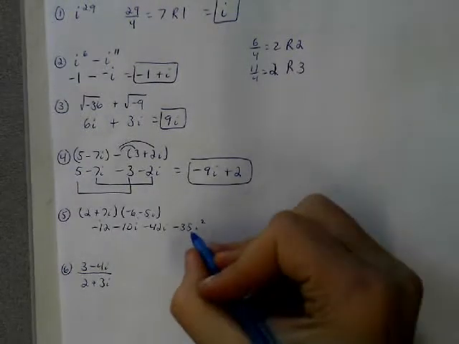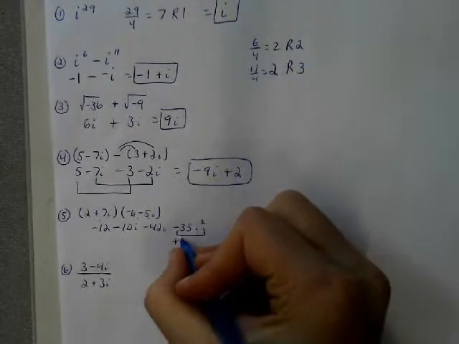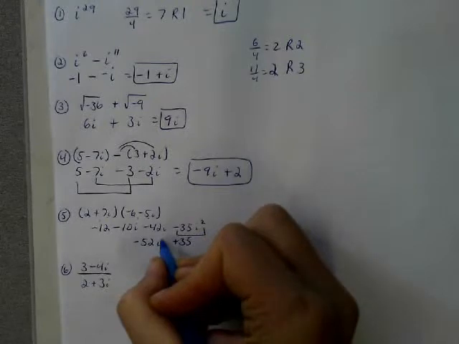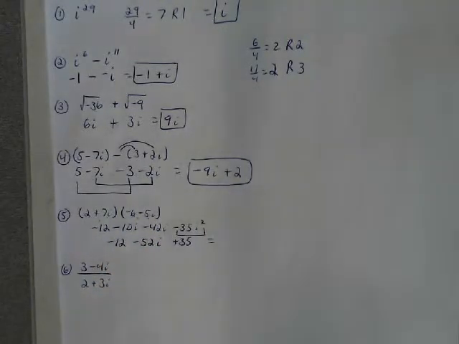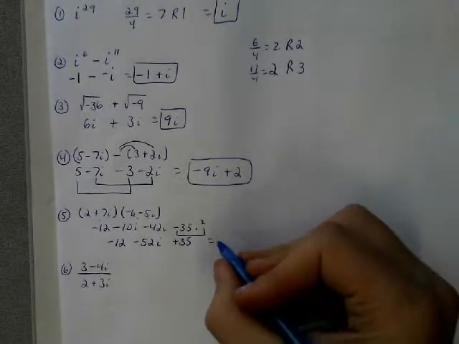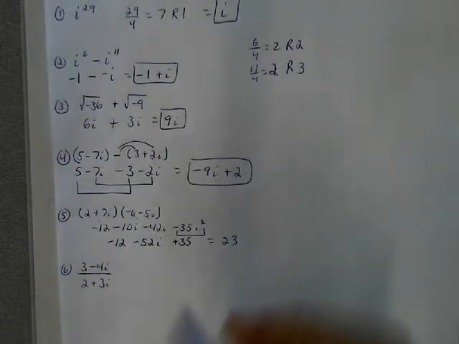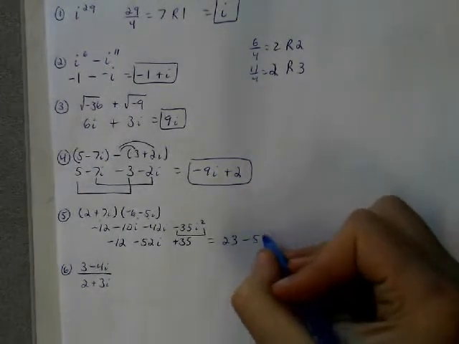We can now simplify this. Again, we should always reduce the exponents of i using that pattern above. So i squared is equal to negative 1, so this becomes a plus 35 minus 52i minus 12. So the final answer is equal to 35 minus 12, which is 23, minus 52i.